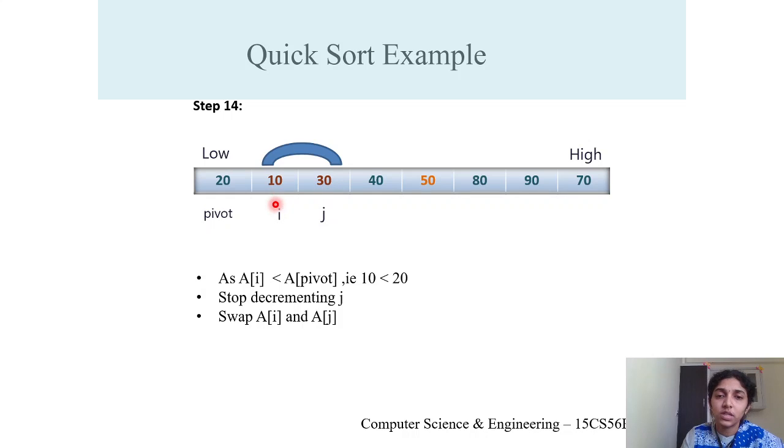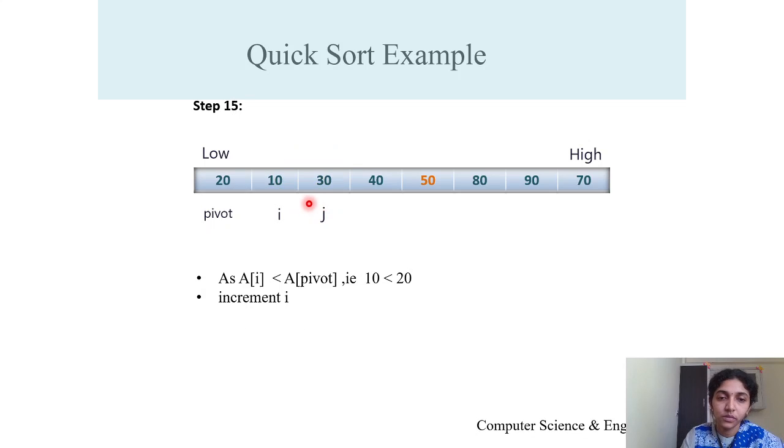Okay. Now once again perform the same operation. Check whether a of i is less than pivot. Yes, it is less than pivot. Now what you have to do? Start incrementing i. So i will point to 30. Okay, so i is pointing to 30. So i and j both are pointing to 30.